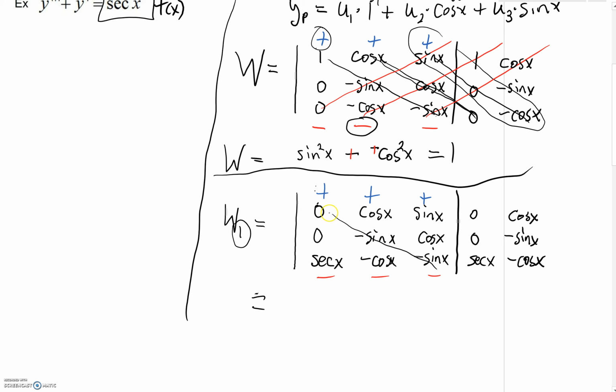Look at this. The 0, negative sine, and negative sine. That wipes out to a 0. Here you get cosine times secant. Now, cosine times secant. Guys, cosine times secant is a 1. You know, those are reciprocal functions. Secant's 1 over cosine. So you're just going to have a cosine of x, or a plus cosine of x.